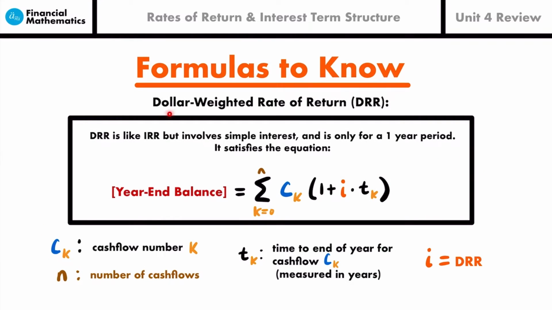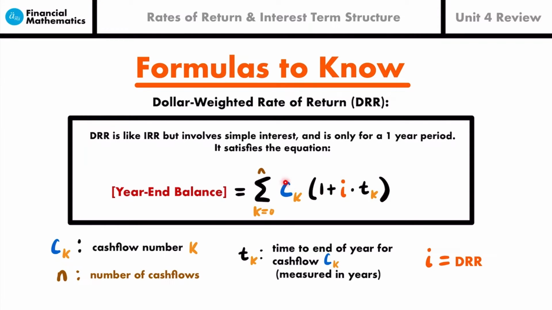Now we're going to talk about the dollar-weighted rate of return, or DRR, and remember that the dollar-weighted rate of return is very similar to the internal rate of return, but it involves simple interest, and it only works with a 1-year period. Okay, more specifically, it satisfies the following equation right here, where you have the year-end balance of an account, you set that equal to the sum of the accumulation of the cash flows throughout the year for that account. All right, so it is a little bit different than the equation that we looked at for the internal rate of return because now we're working with accumulation factors, not present value factors.